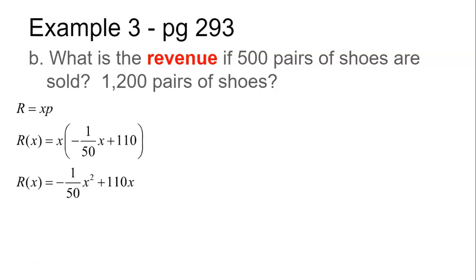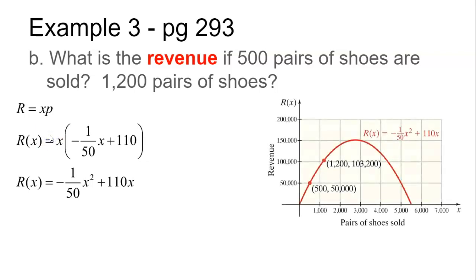And that will help us talk about how we can maximize revenue and maximize profit as well eventually. So to determine the revenue for 500 and 1200, I essentially just substitute 500 into the value of X and evaluate it. And then I substitute 1200 into the value of X and evaluate it. So here's my quadratic function, one where the X value is 500, so we can see it's $50,000 revenue for 500 pairs of shoes.